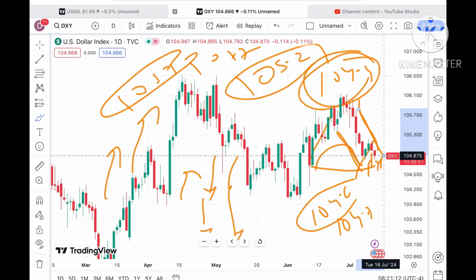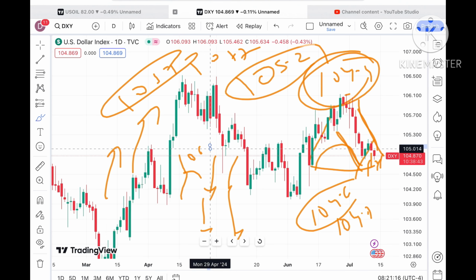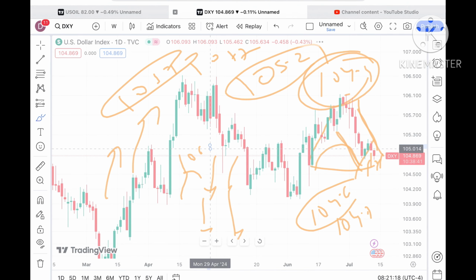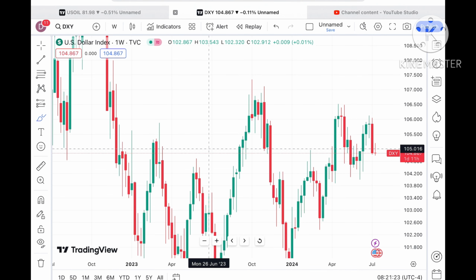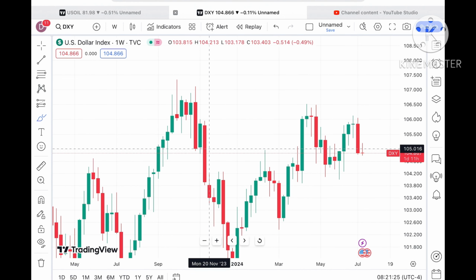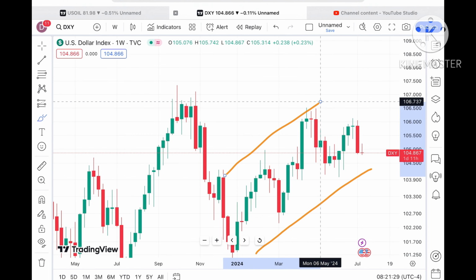The dollar index is continuously on the downside after making a high around $106.13. This is on a day-wise chart I'm showing you. Going to the weekly chart, you will see there is a sharp fall in this particular week. The event is also there, and that is where the price has come down.